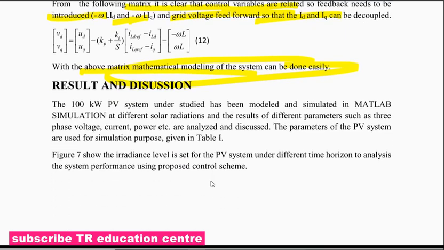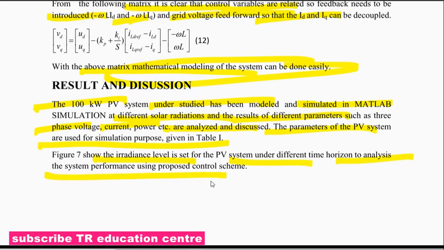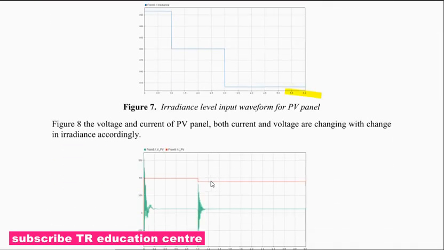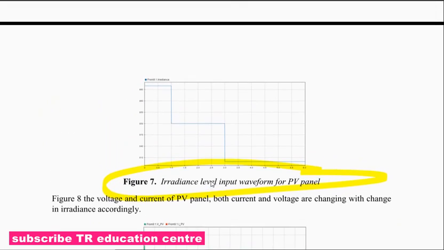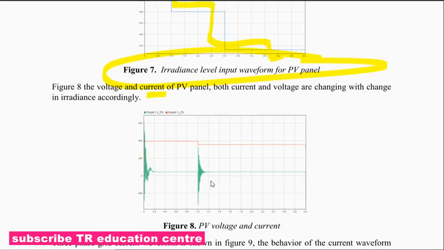Then the results discussion. The 100 kilowatt PV system under study has been modeled and simulated in MATLAB at different solar radiance levels, and the results of different parameters such as three-phase voltage, current and power are analyzed and discussed. The parameters of the PV system are used for the simulation, and the radiance levels are set over different time horizons to analyze the system performance using the proposed control scheme. The radiance level input waveform of the PV is shown in the figure, and the radiance changes with time.